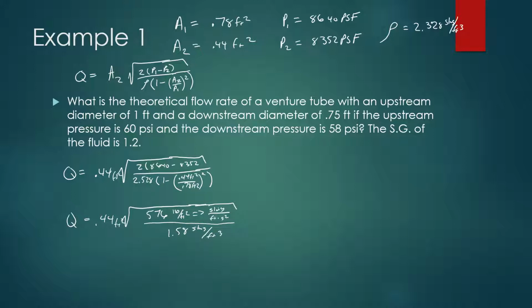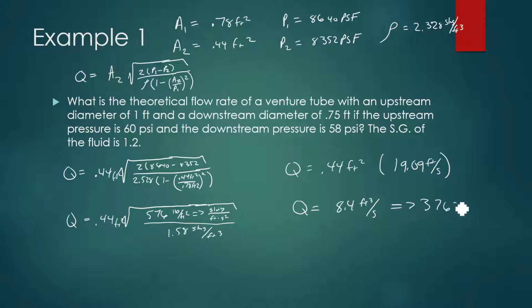So when we square root it, we're going to get feet per second. So we're going to get a velocity times an area, so we should get a flow rate. So Q equals 0.44 feet squared times the square root of 364.5, which is equal to 19.09 feet per second. So Q equals 8.4 cubic feet per second, which is going to equate to about 3,769 GPM. It's quite high.